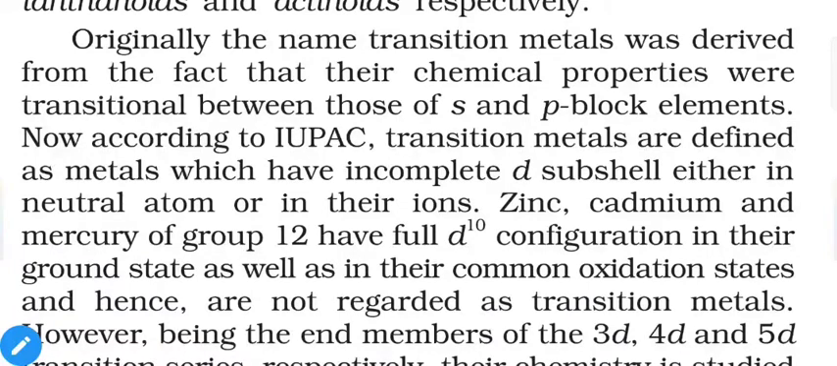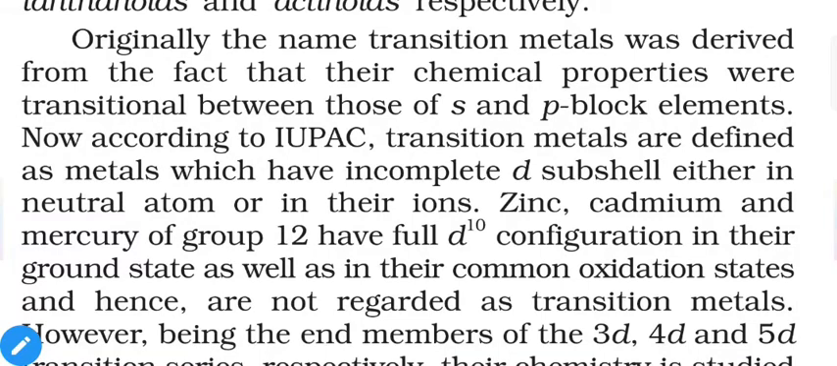This name is derived from the fact that their chemical properties were transitional between those of s and p block elements. Now according to IUPAC, transition metals are defined as metals which have incomplete d subshells either in the neutral atom or in their ions. That means even if these elements do not have a partially filled d orbital in their atomic state, but have one in one of their ionic states, you will notice some metals can show multiple different oxidation states. If any one of those oxidation states contains a partially filled d orbital, then they are considered transition metals.